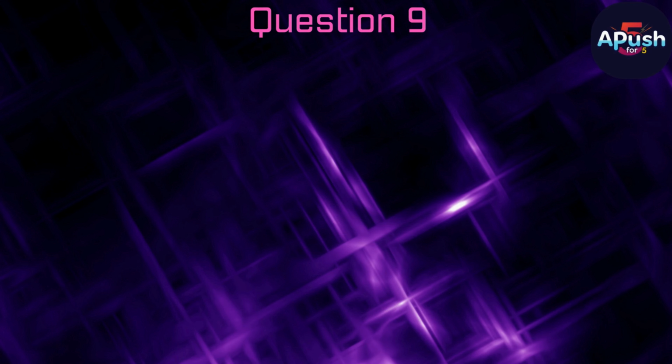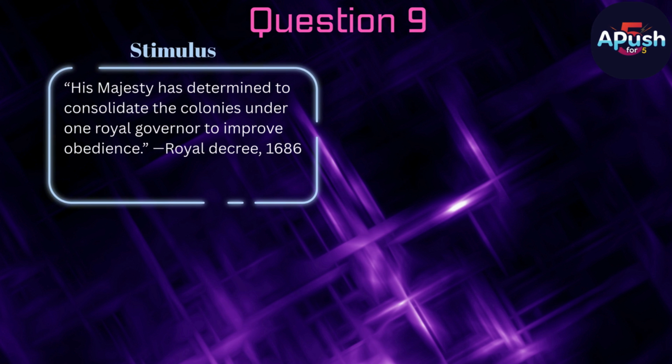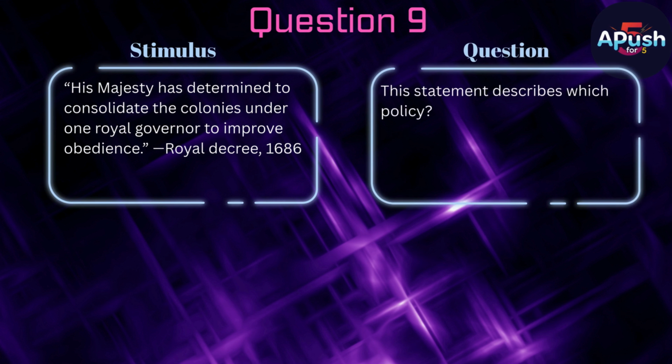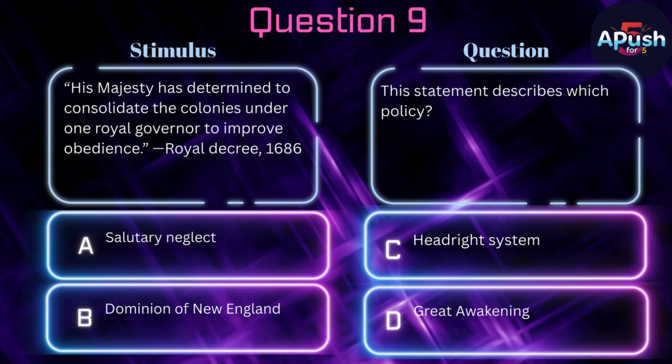Question 9. Stimulus. His Majesty has determined to consolidate the colonies under one royal governor to improve obedience. Royal Decree, 1686. Question. This statement describes which policy? A. Salutary neglect. B. Dominion of New England. C. Headright system. D. Great Awakening.